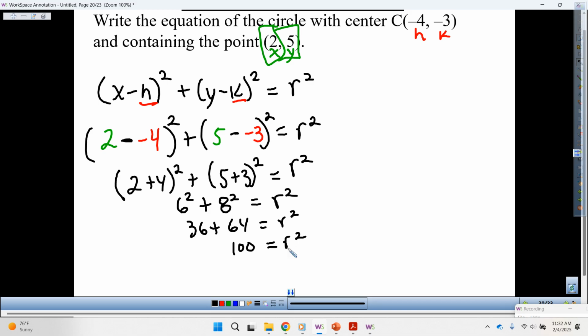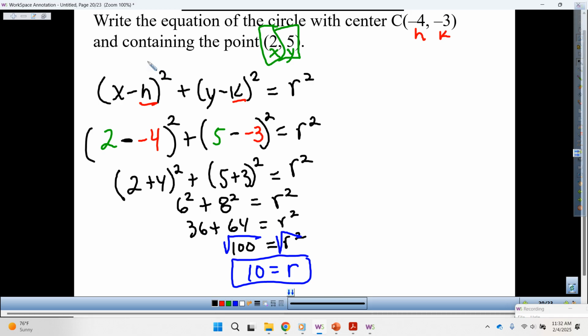But we need to solve for r. Tell your neighbor what to do at the end to solve for r. Square roots. That is correct. Square root cancels that. So I'm not going to do plus minus on this one. I'm just going to keep it as a positive. So this is 10 equals r. Now, are we done? No!